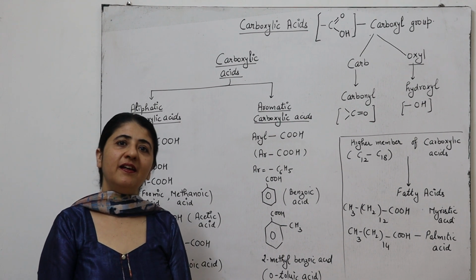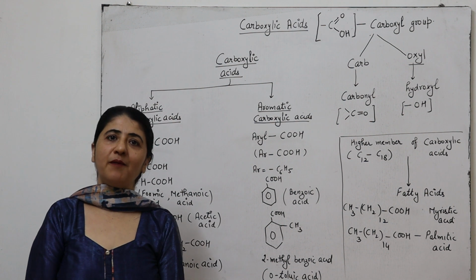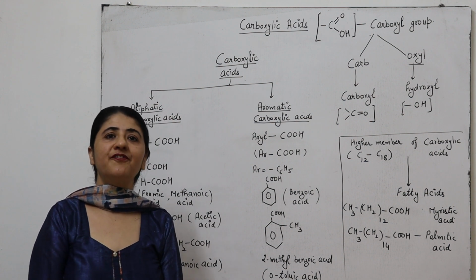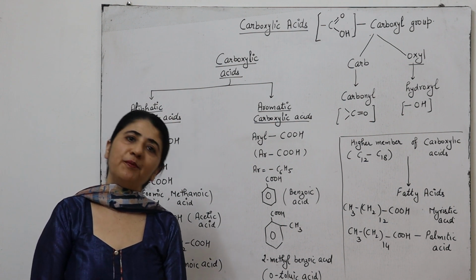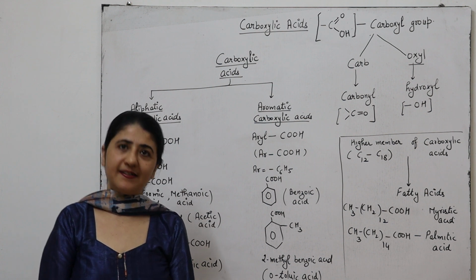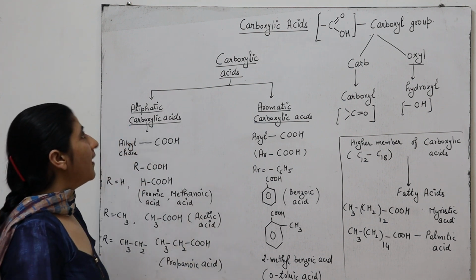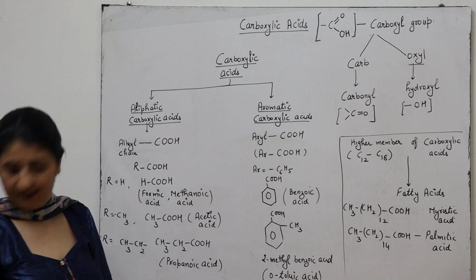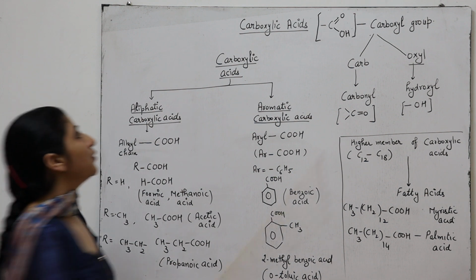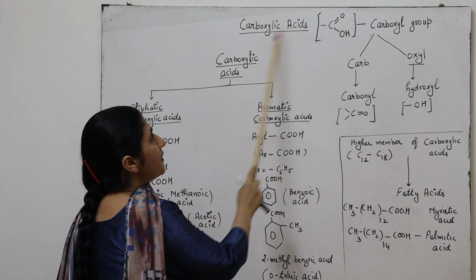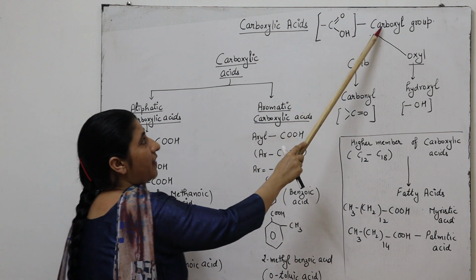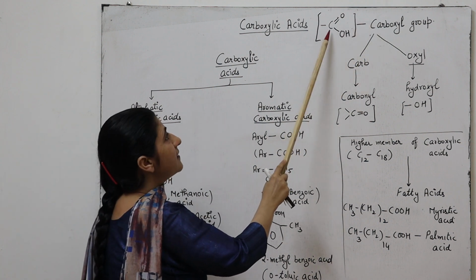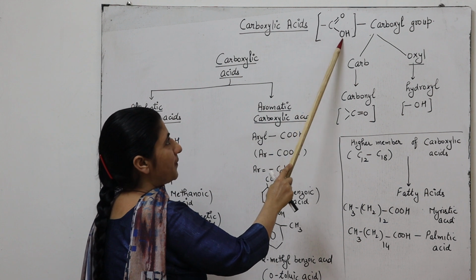In this video, we will discuss carboxylic acids and the different methods of preparation from different reactants. So let's start. First of all, what are carboxylic acids? Carboxylic acids are those organic compounds which have a carboxyl functional group, which is COOH.